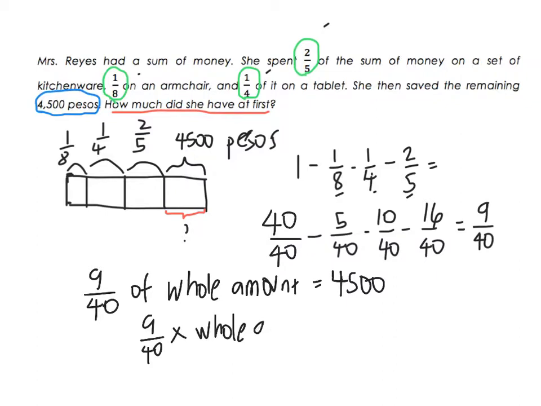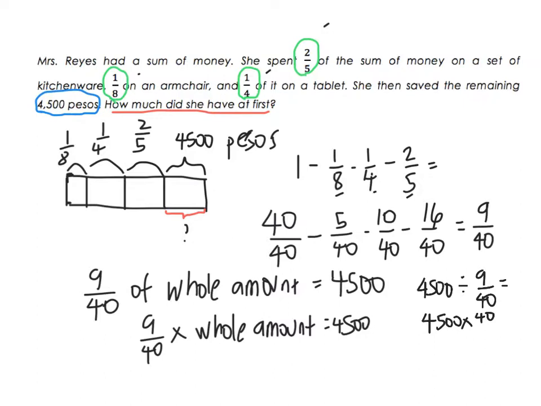And since we don't have the whole amount, we can use division. So we can write 4,500 divided by 9 over 40. And that will be 4,500 times 40 over 9.